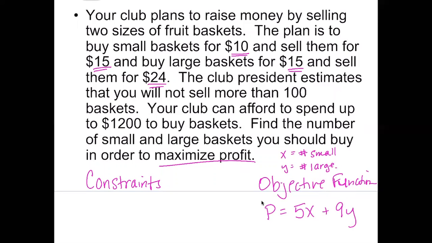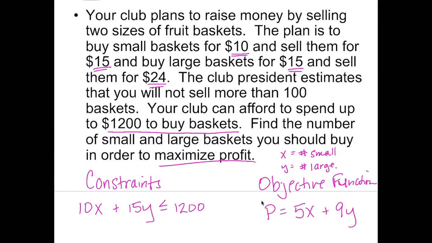Now we have to determine our constraints. Well, it says I can only afford to pay for $1,200 worth of baskets. So I'm buying them for $10 and $15. So I would say 10x, so that's the cost that I would have for the small baskets, plus 15y, which is your cost for your large baskets, has to be less than or equal to $1,200. So I can spend less than or equal to that. Can't spend any more than that.